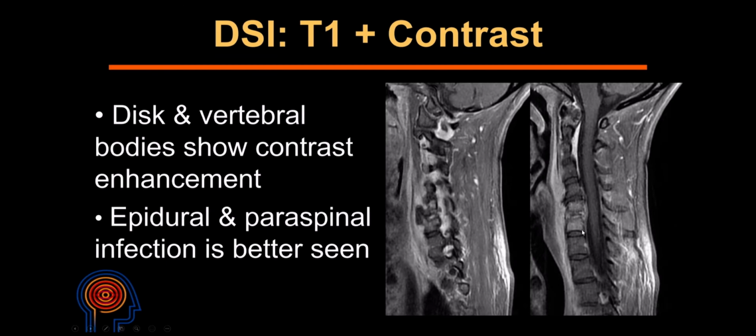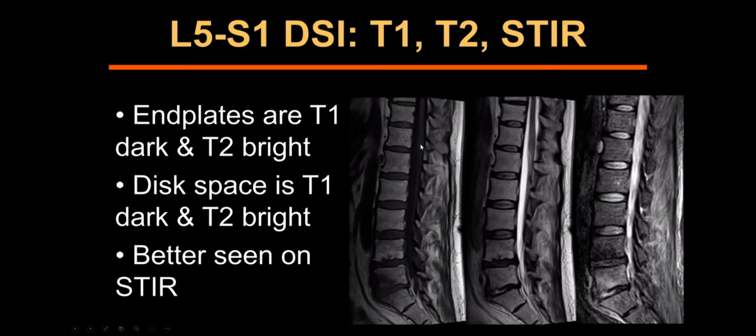We'll go back to that cervical spine case that we could see, and you can see that the disc and vertebral bodies show contrast enhancement, and the contrast enhancement really can help you with the epidural and paraspinous components of the infection. Let's look at a lumbar case. We'll start out with a T1, a T2, and a stir. One of the reasons I show this case is if you're really trying to go quickly, I would rather look at a stir than at this T2. Everybody buy in on that?